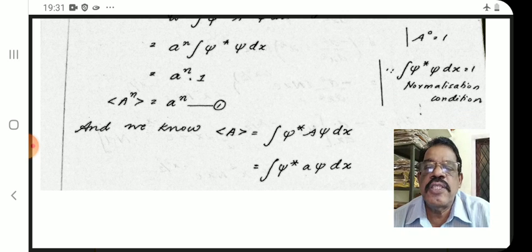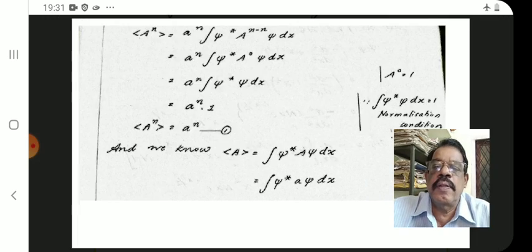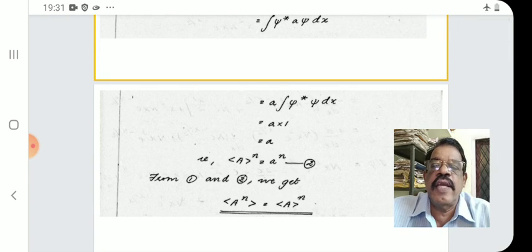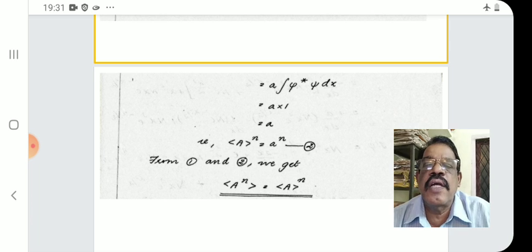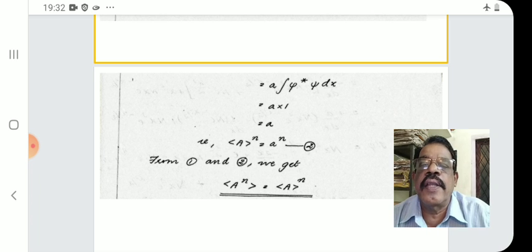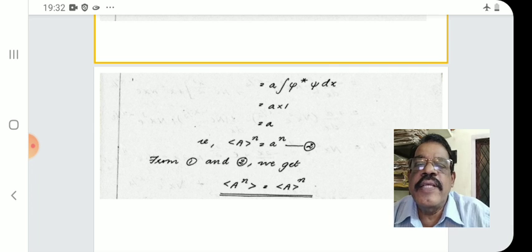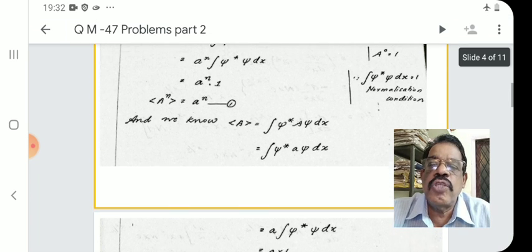And we know the expectation of A is the integral of psi star A psi dx, which is equal to the integral of psi star times small a psi dx, taking for the time being the eigenvalue equation A psi equals a psi. Small a can be taken out of the integral sign, so it is a into the integral of psi star psi dx. And the integral of psi star psi dx is 1, the normalization condition. So a into 1 is equal to a. Therefore, the expectation of A, raised to n, is equal to a raised to n, equation number 2. What is equation number 1?